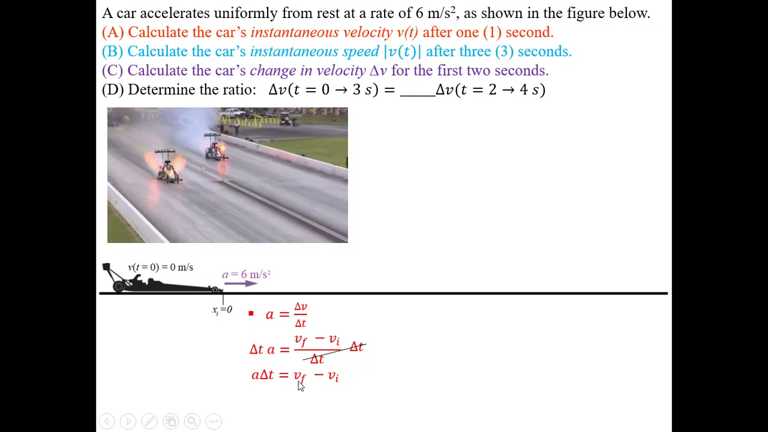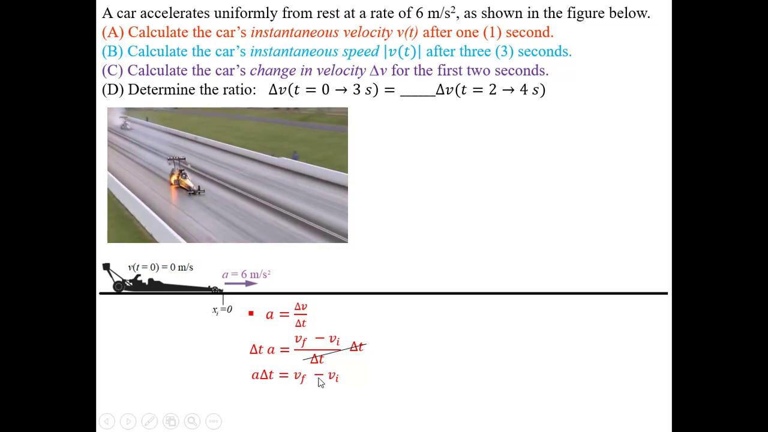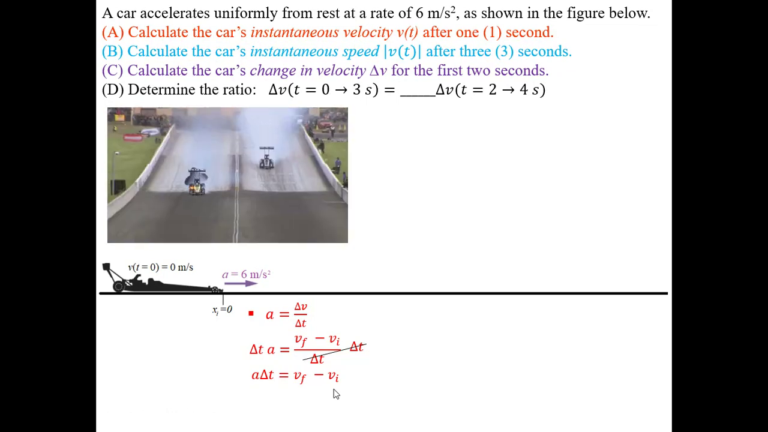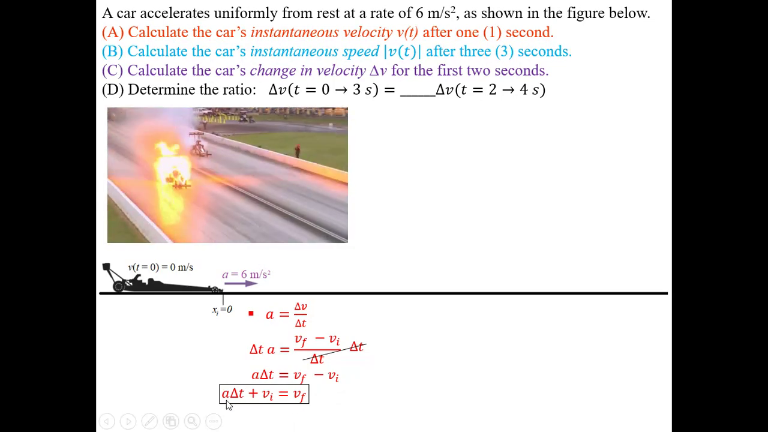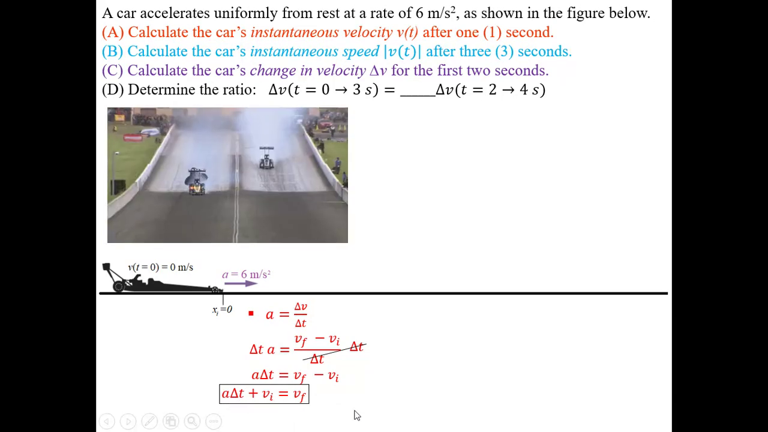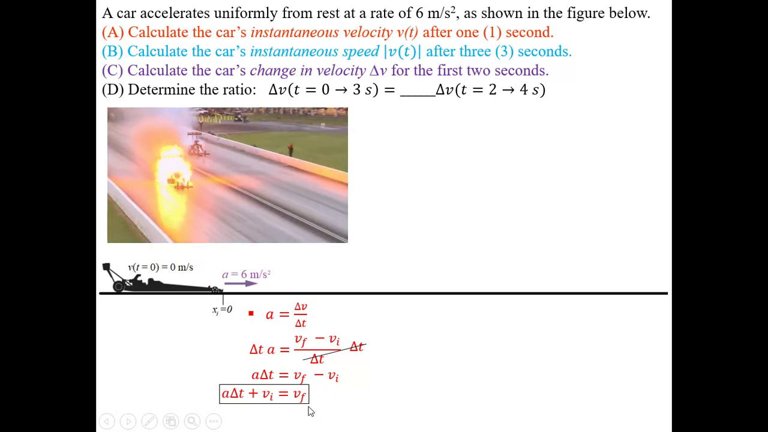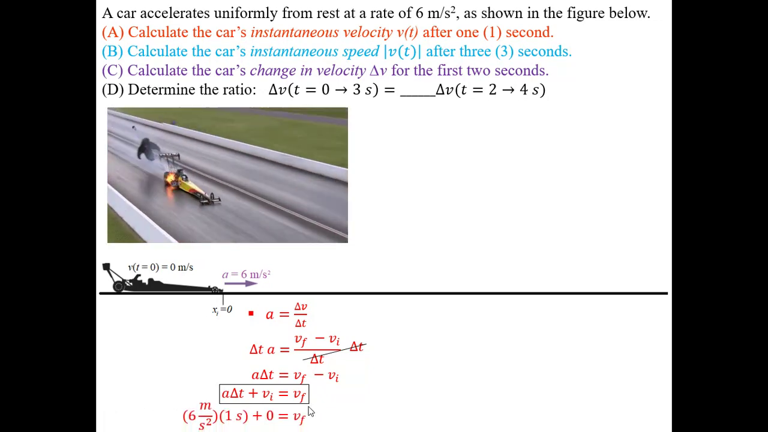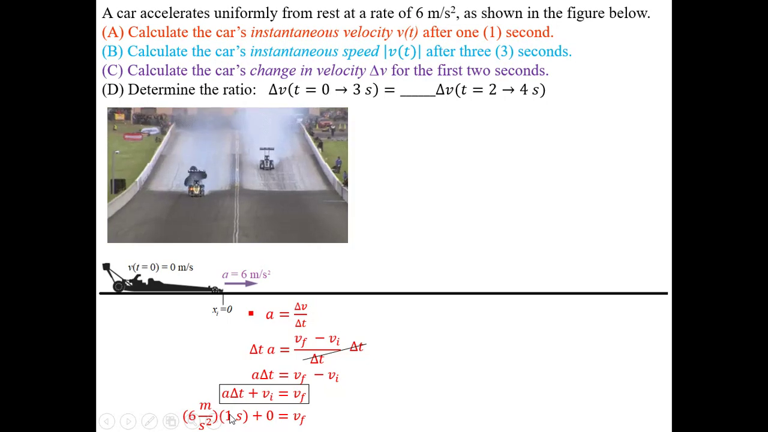But once again, on the right side, you notice VF is not by itself yet. You have a minus VI. So to get rid of this minus VI, you need to add VI to both sides, however you want to say it. The final expression, if you do your algebra correctly, is just A times delta T plus VI. Now that we have this expression for VF, which is your instantaneous velocity at whatever specific time the problem wants, you can just plug and chug. Well, A is 6 meters per second squared. T here is just 1 second because it says after 1 second.